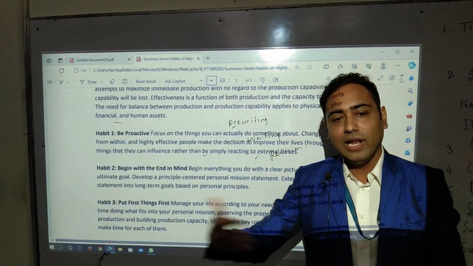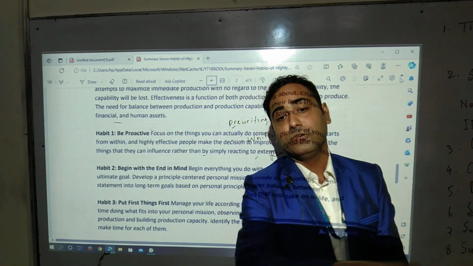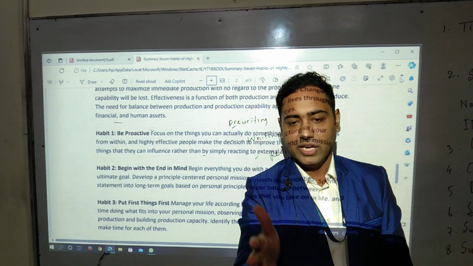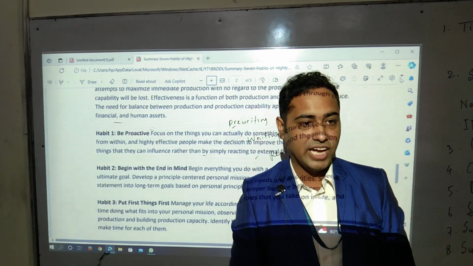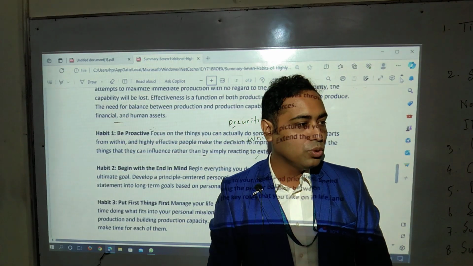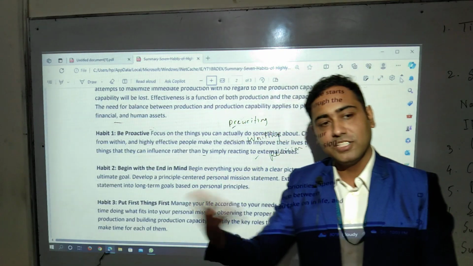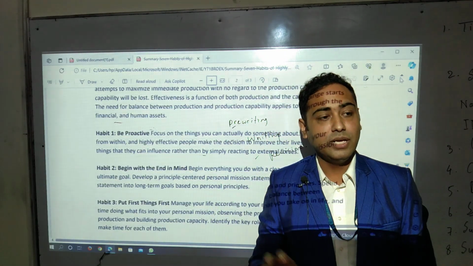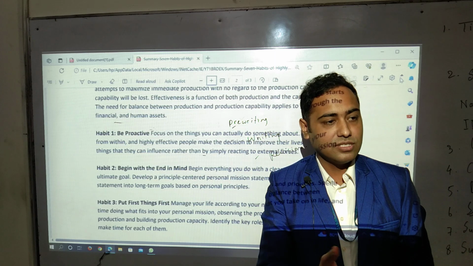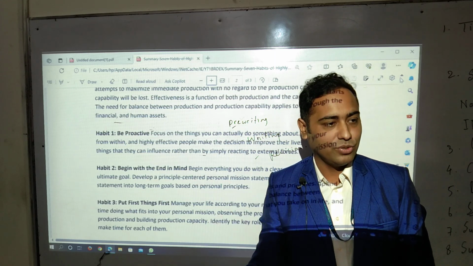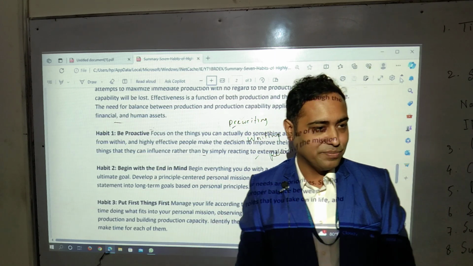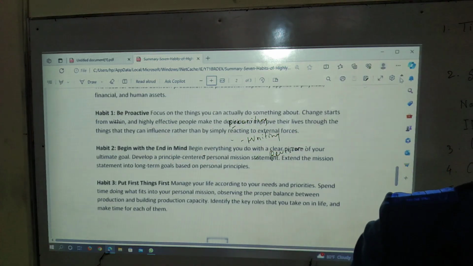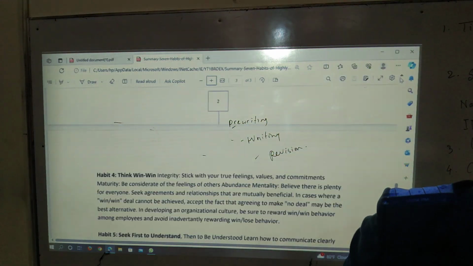Number 2 is begin with the end in mind. It means what will happen if you do this? What will happen if you don't do this? Keep it in mind. What could be the possible result of your action? Number 3 is put the things first, like first things first. Give priority to the priority works and less priority to the less priority works. Divide it instantly.